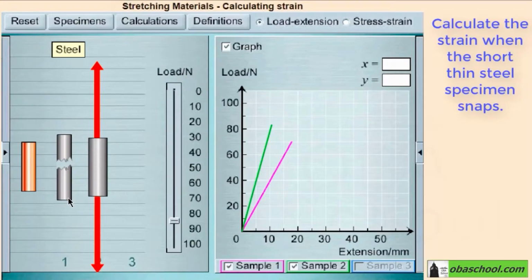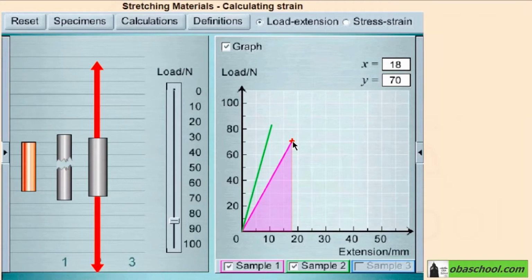Calculate the strain when the short thin steel specimen snaps. Recall, sample 1 is represented by a pink curve. So when the specimen snaps, it has an extension of 18 millimeters. So the strain is equal to 18 millimeters divided by 40 millimeters, which is the original length. So the answer is 0.45. Great job!